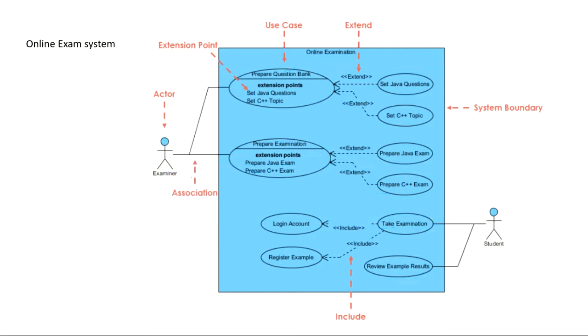We can also think of it the other way: this is the student and he is initiating this take examination use case. He is initiating this review exam results. So he can also be a primary actor. So it is not always possible, and that's why I showed you this example. It is not always possible to distinguish primary and secondary actors. And while making use case diagrams also, you should not be concerned with it; yeah, both can be primary, right?